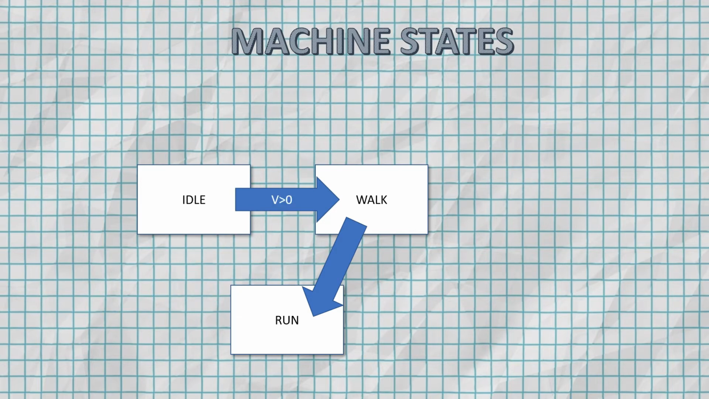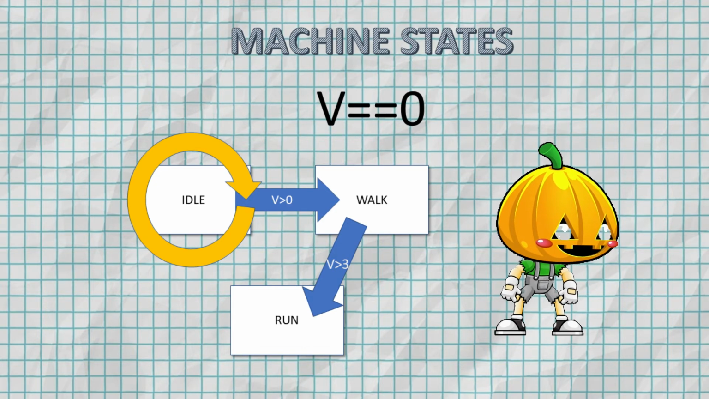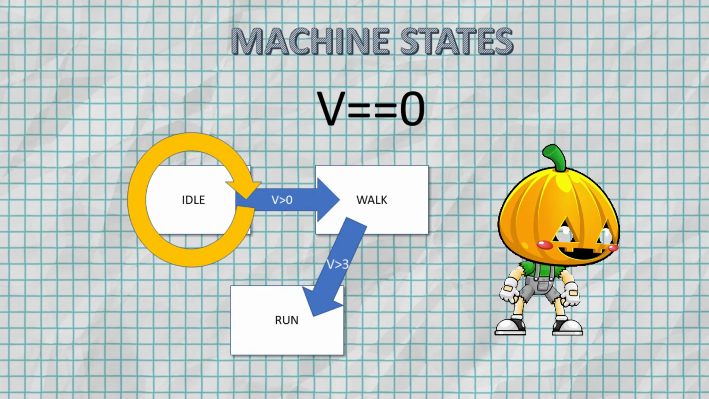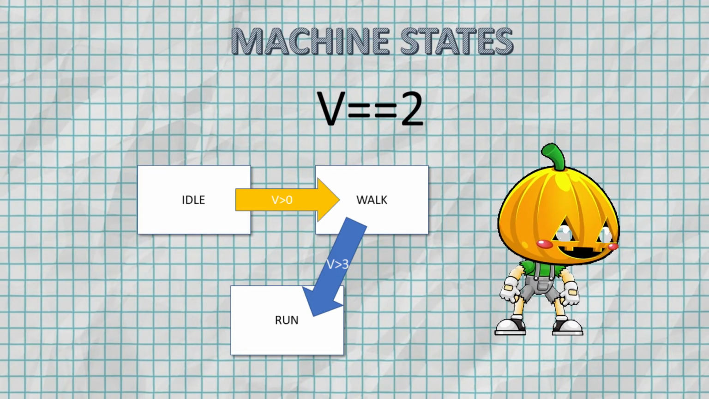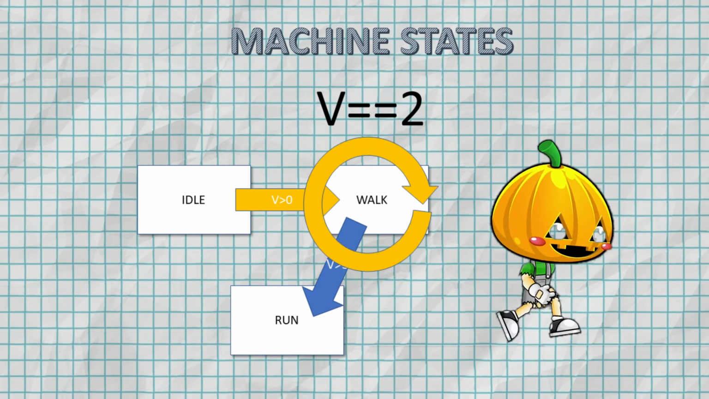We can go from the idle state to the walk state when our velocity is bigger than 0 meters per second. We can also go from the walk state into the run if the velocity is greater than 3 meters per second. Let's see an example with the jack-o'-lantern character that we have downloaded from the internet. The link will be in the description. If the character velocity is 0 meters per second, the character will stay in the idle state and display the idle animation. If the speed increases to 2, then the condition between the idle and walk state will be true, and the state machine will move the focus into the walk state, and the character will change its animation to the walk. While the speed is not increasing or decreasing, the character will stay in this state.